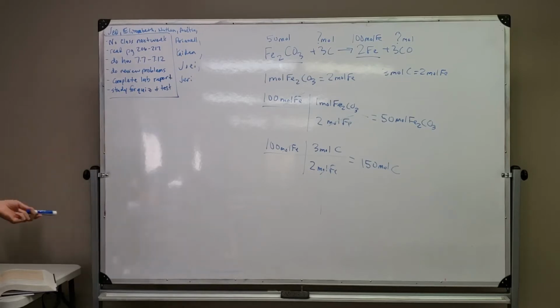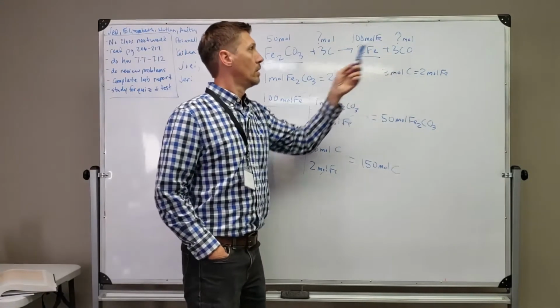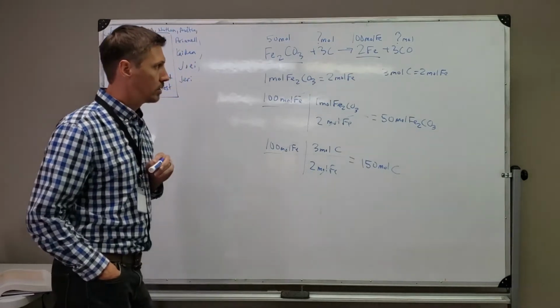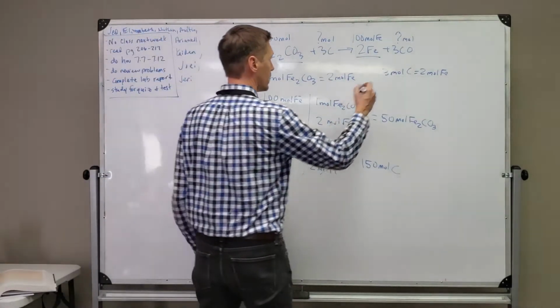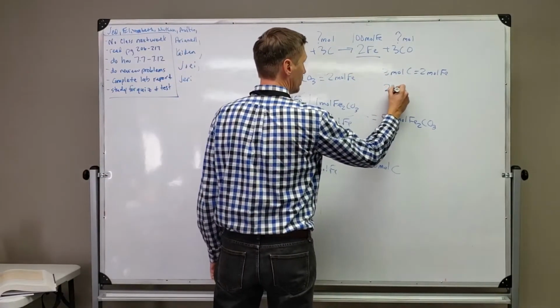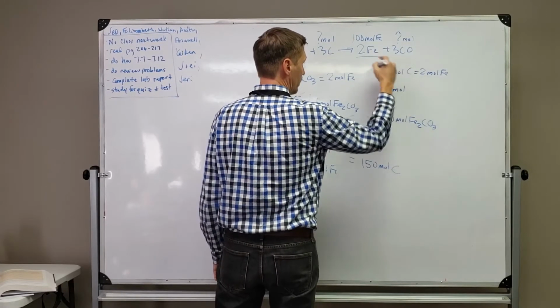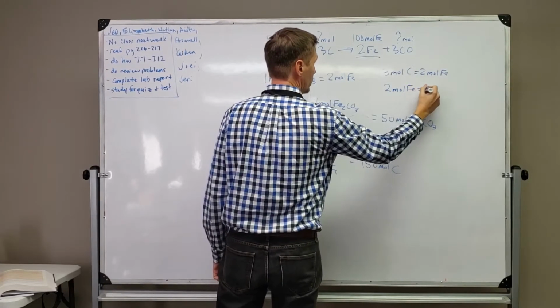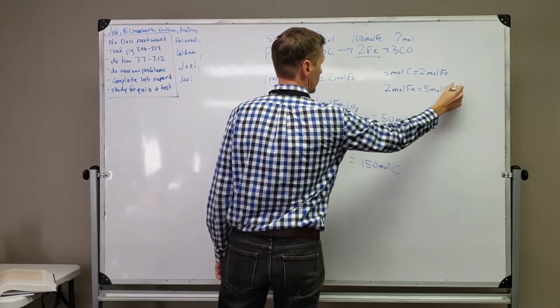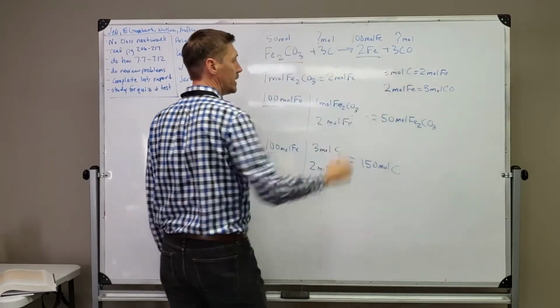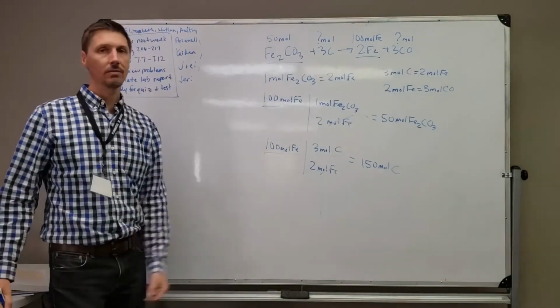And then the last one it asks us about is how many moles of CO are produced. I would do the exact same thing, but this time I would say that 2 moles of Fe are equal to 3 moles CO. That's the relationship between these two. And I would do the exact same thing that I did here.